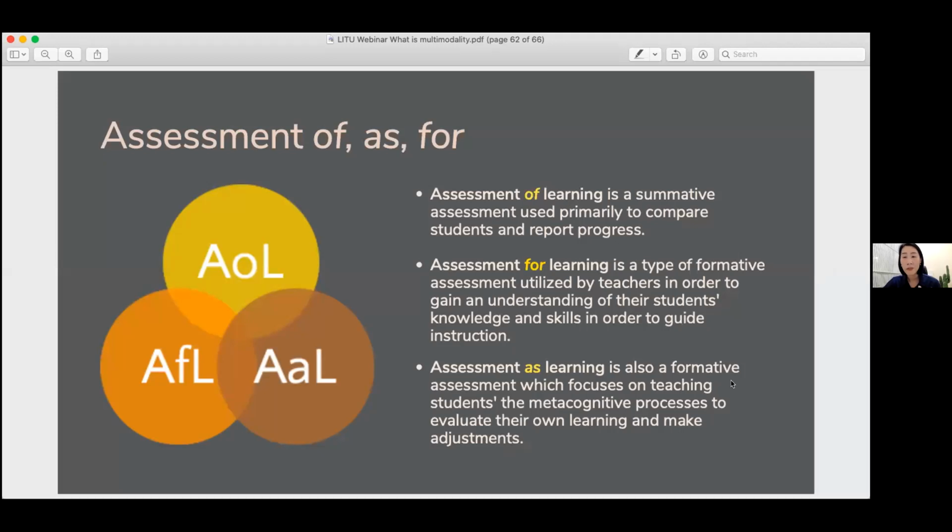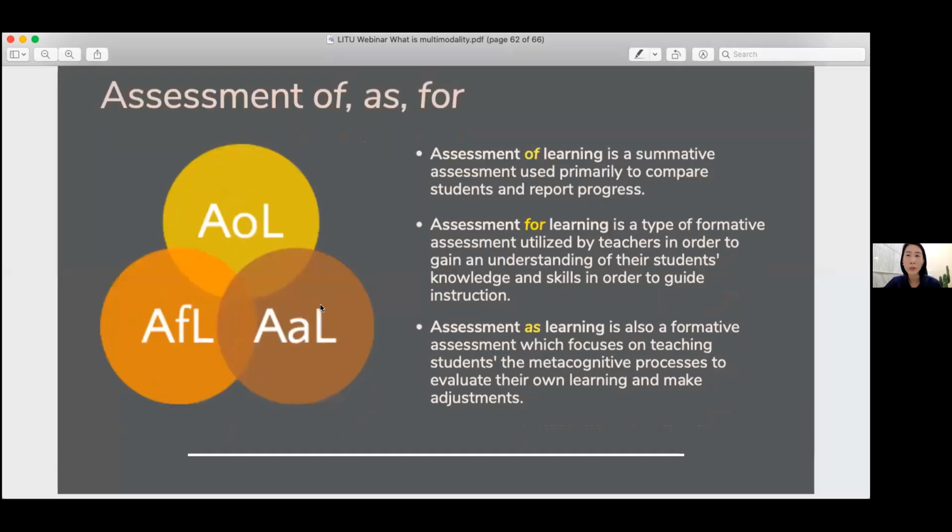So that is AFL. We have another thing called assessment as learning. This is another formative assessment, which focuses on teaching students the metacognitive processes to evaluate their own learning and make adjustments. So this is for themselves: they assess themselves or their peers so that they know where they are and how much they understand the content.